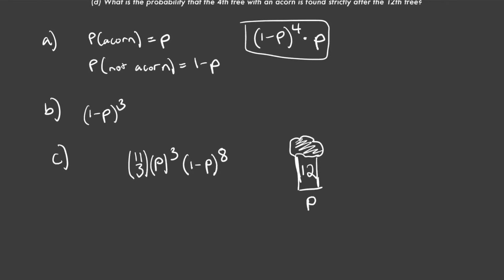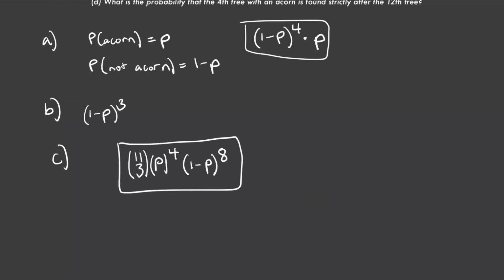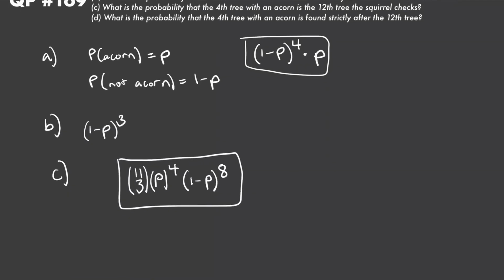So now we just need to multiply this right here by P. When we do that, that's just going to increase this power right here by 1. So this right here will be our final answer for part C. Okay, so that one was pretty simple as well. That's a negative binomial right there. The first 2 were geometric. And now part D, another negative binomial.